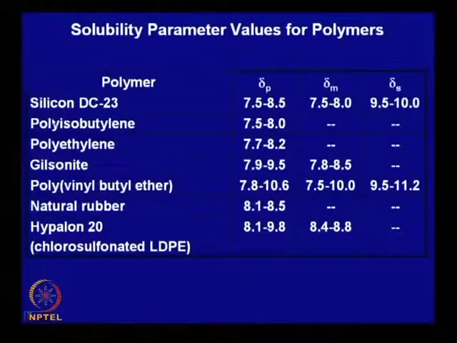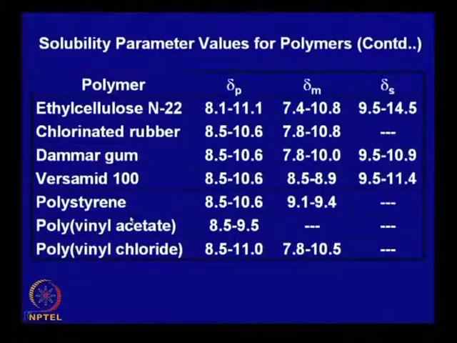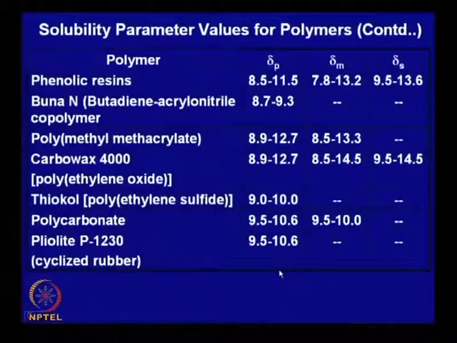Silicone, the one grade, polyisobutylene, polyethylene is a trade name of a polymer, polyvinyl butyl ether, natural rubber, Hypalon, which is chlorosulfonated polyethylene, and then other polymers: ethyl cellulose, chlorinated rubber, dammar gum, Versamide, trade name, polystyrene, polyvinyl acetate, polyvinyl chloride, phenolic resin, nitrile rubber, PMMA, Carbowax, polyethylene oxide, polycarbonate, cyclized rubber.